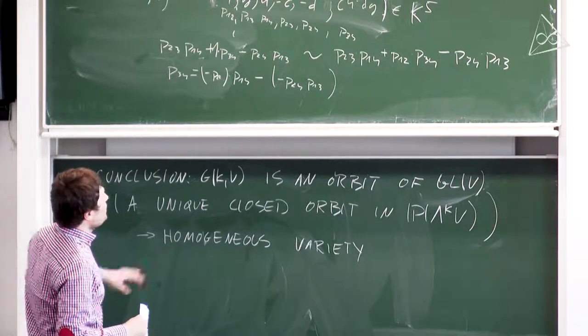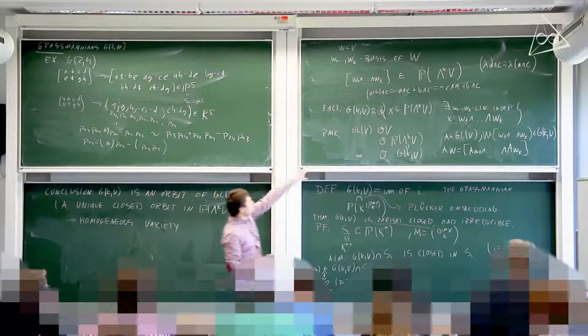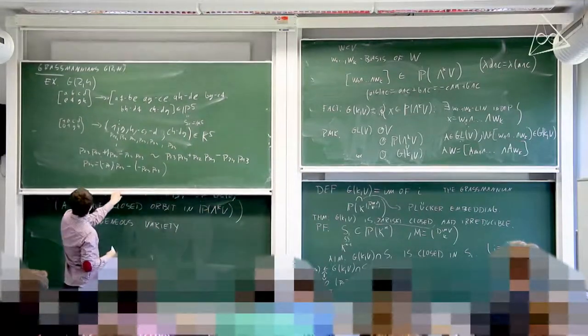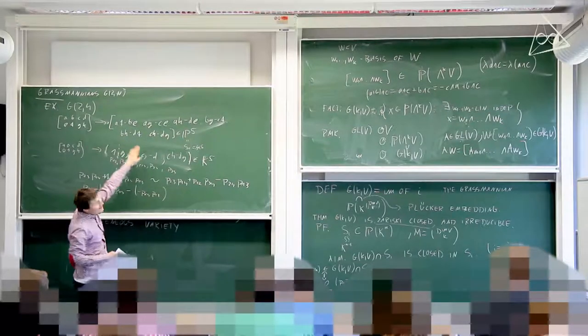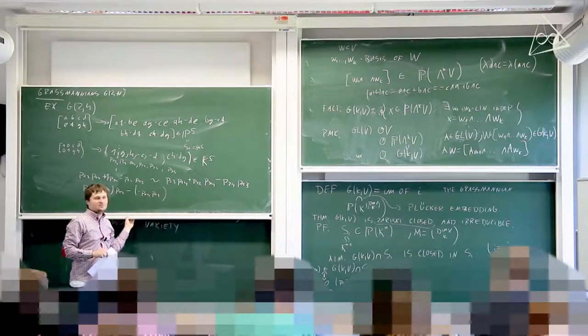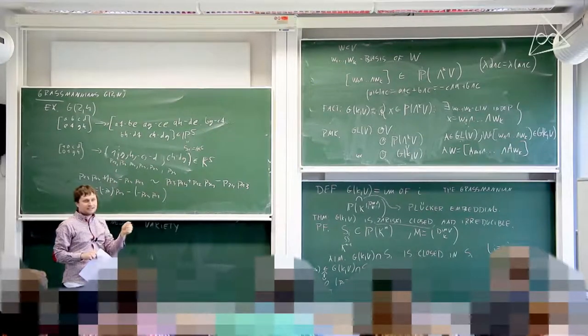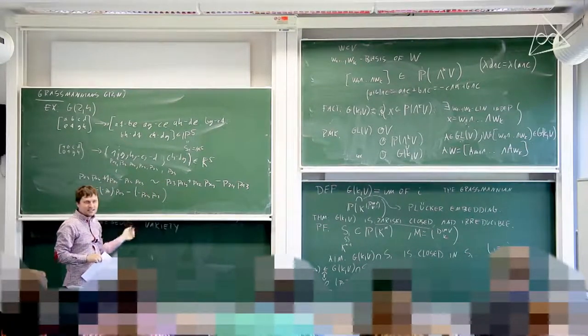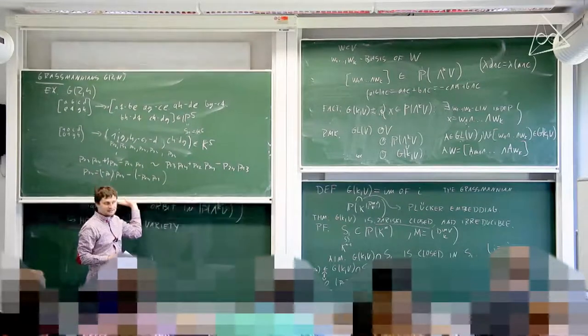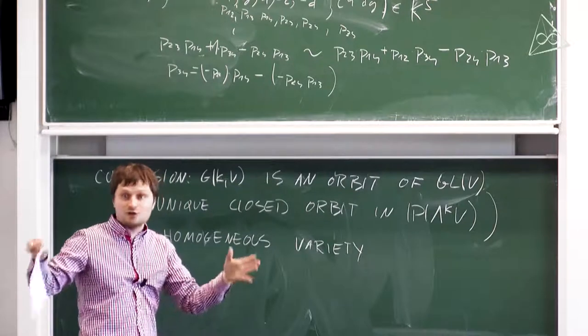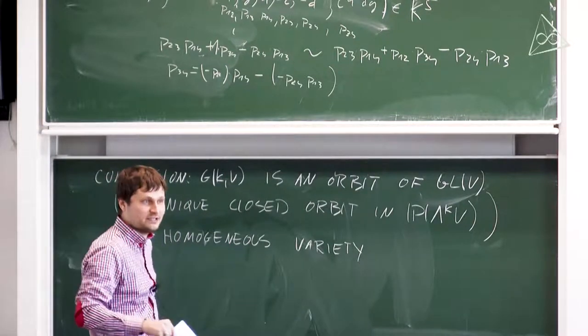Now, if you are seeing exterior algebra for the first time, try looking at the notes to write this map using exterior algebra. And try to see why this minor appears as the coordinate in the exterior algebra if you fix a basis. That's an exercise for you. And if you have troubles, you can always come to my office and we can do it together.